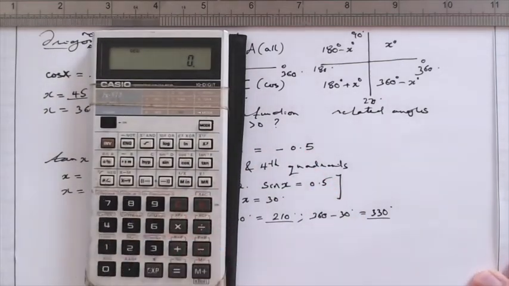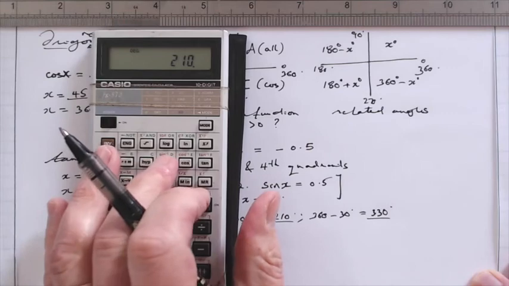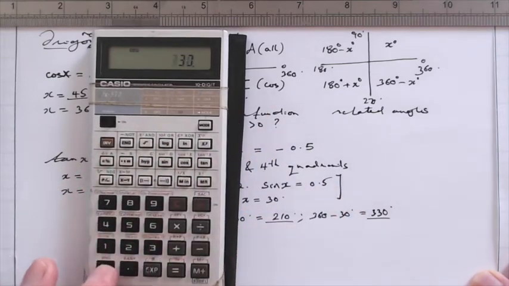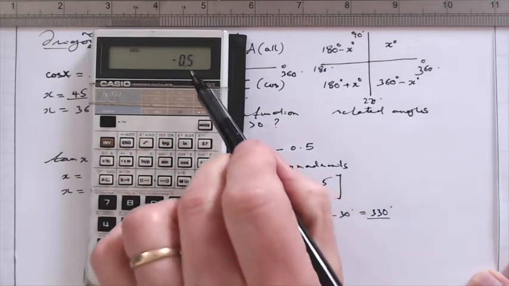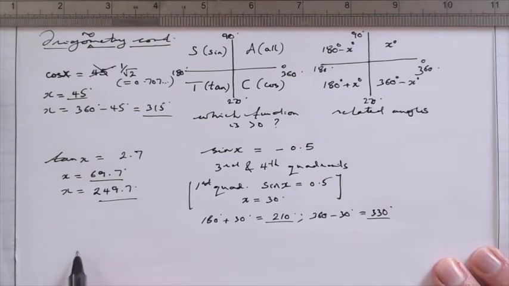And again, you can always just check your answers, and if there is an error you can go back and see where you may have gone wrong. So 210, take the sine, we get negative 0.5. 330, take the sine, we get negative 0.5. Let's just do one more example. Let's say we had to solve tan of x is negative 0.9, for example.